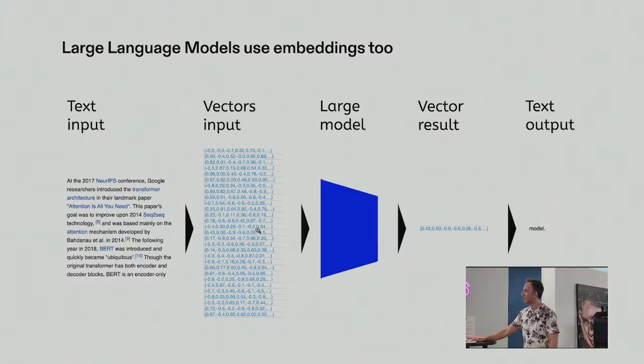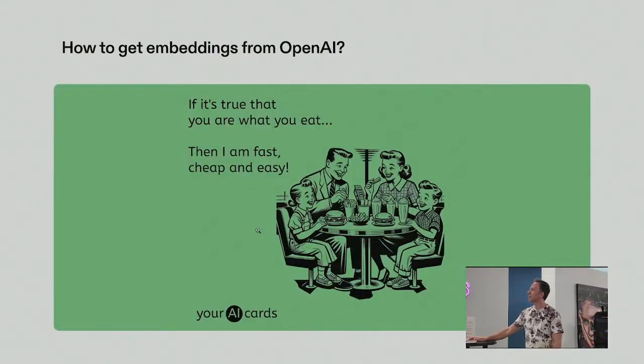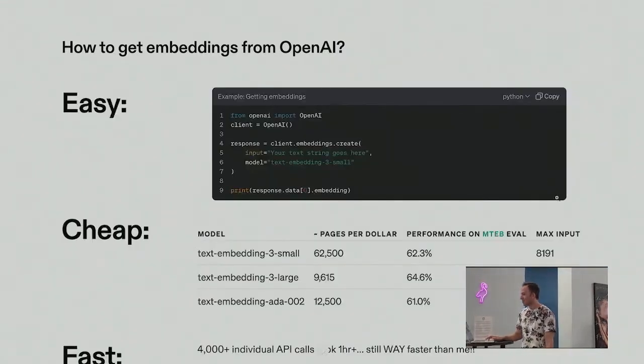Cool. So, how do you find these embeddings? So this is a cute AI card. If it's true that you are what you eat, then I am fast, cheap, and easy. And finding embeddings is actually fast, cheap, and easy.